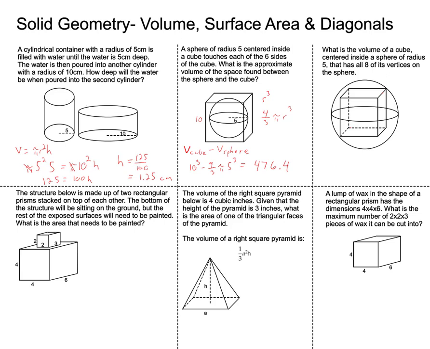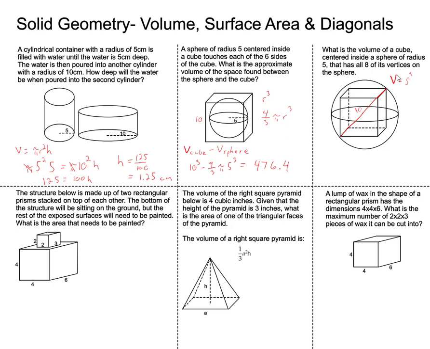What is the volume of a cube centered inside a sphere of radius 5 that has all 8 of its vertices on the sphere? We know that the volume of a cube is given by the equation v equals edge length s to the 3rd power. We're not given the edge length of the cube, but we are given the radius of the sphere, which we'll draw in here, which is equal to 5. If we double the radius, we'll get a diameter, but the diameter is also going to be a diagonal of the cube, and the diagonal is going to be of length 10.